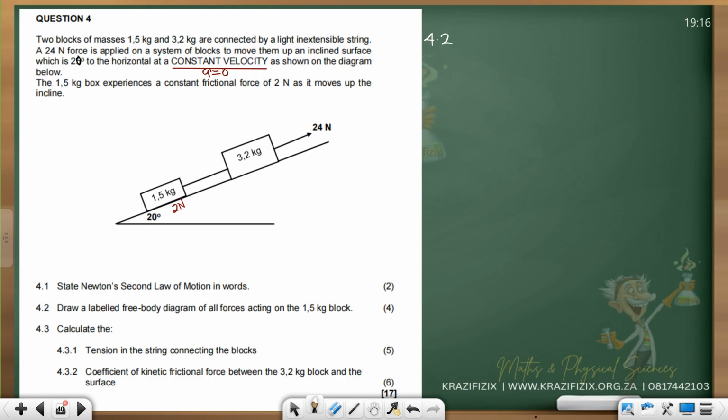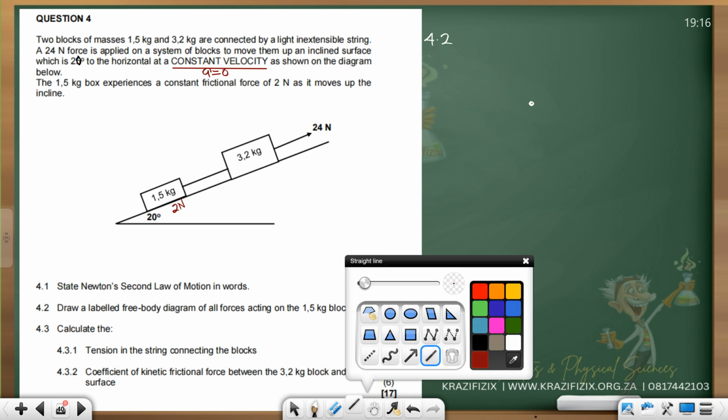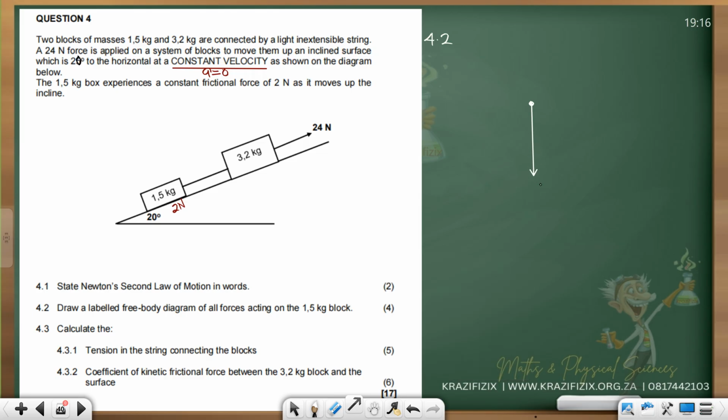Now, draw a labeled free body diagram of all the forces acting on the 1.5. Which forces do you see? Which forces? There is obvious gravitational force. Give me a force. Let's distribute. Given, all right, how should I draw my normal force?